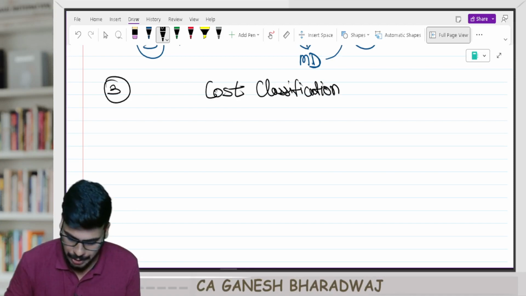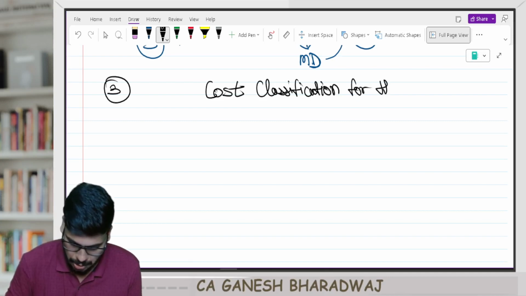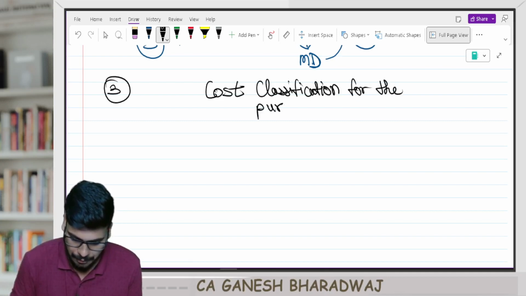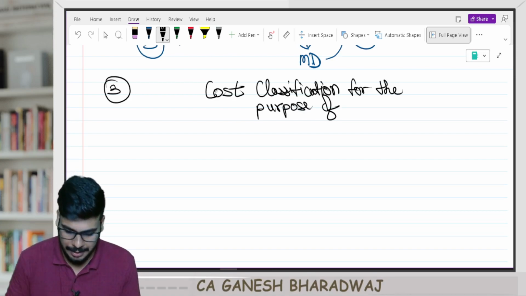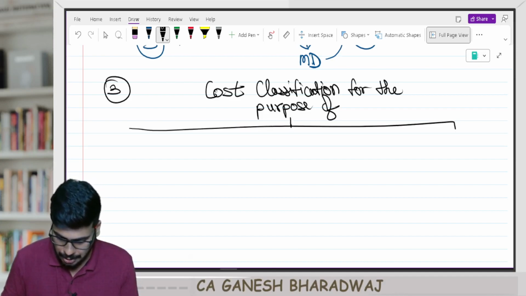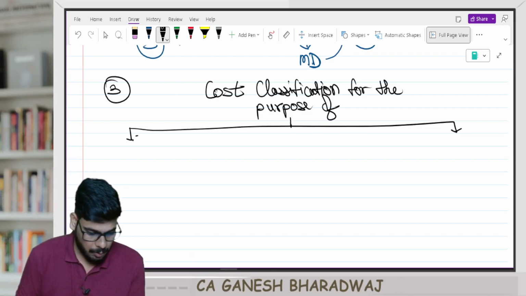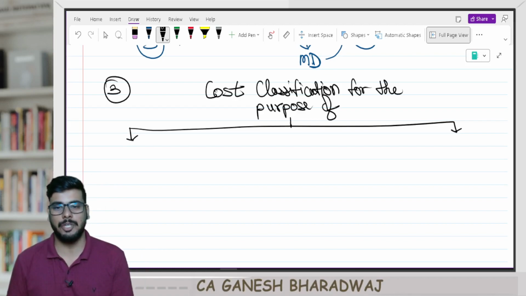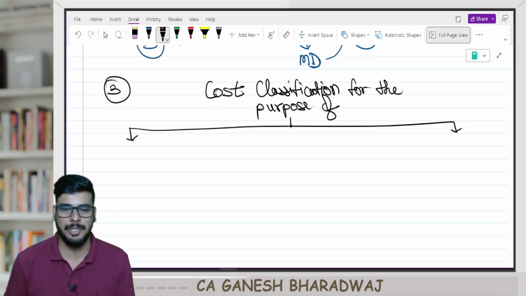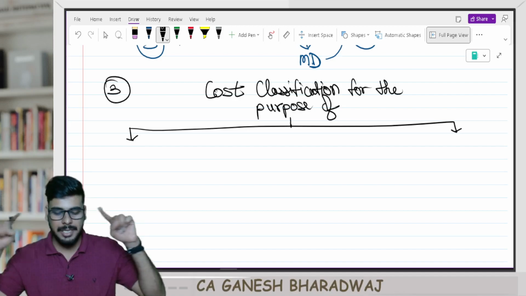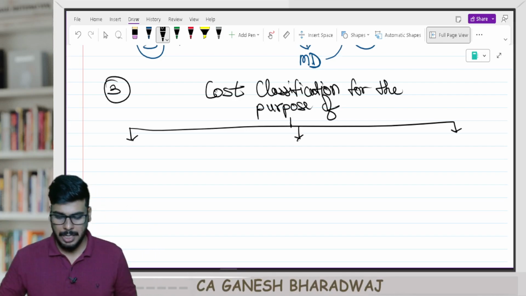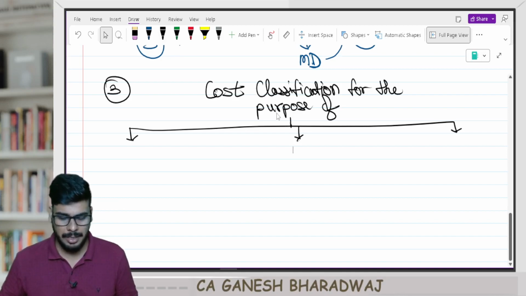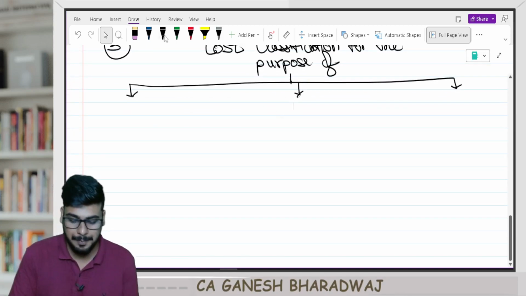Cost classification for the purpose of. You can write all these things in a black ink because I'm asking you to write down as I am writing. So write it down in a black ink. Right? Cost classification for the purpose of. Slightly increase your speed. Okay, branch it into 3 parts. Branch it into 3 parts. You guys are able to see the screen? Yes. Branch it into 3 parts.